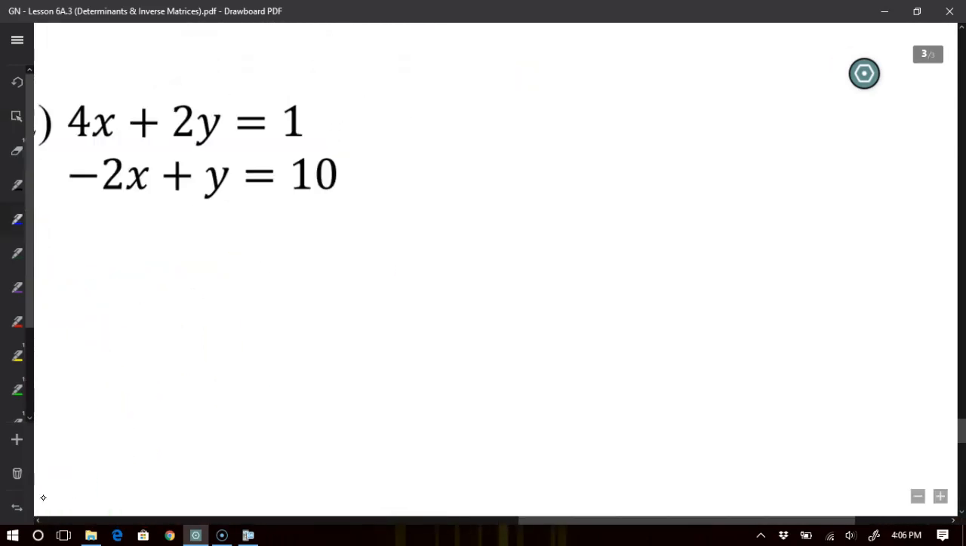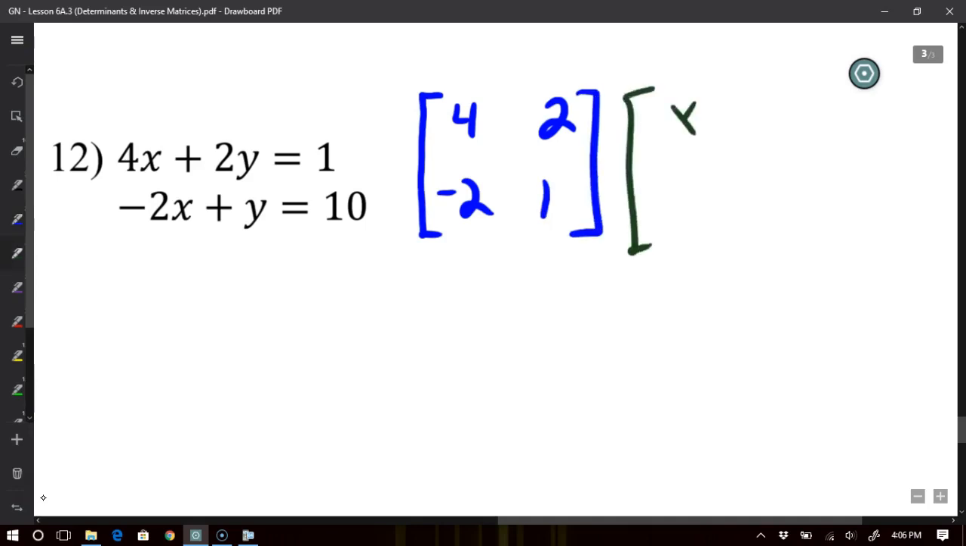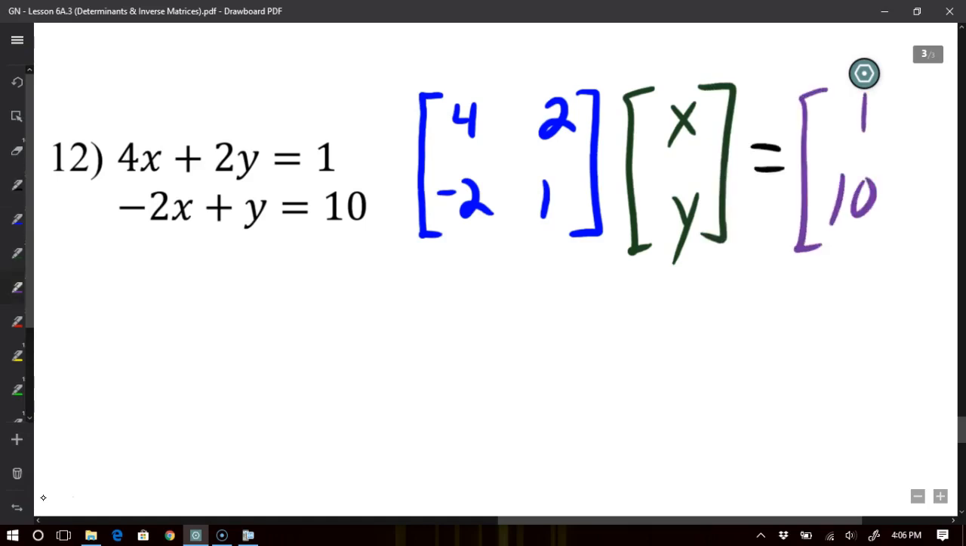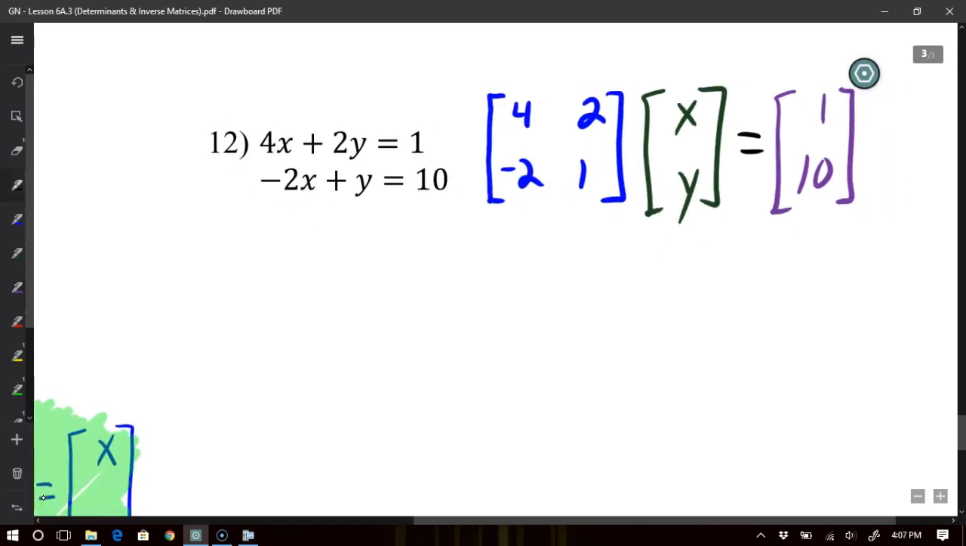This time, hopefully I can have enough room. And I will do my coefficient matrix, 4, 2, negative 2, 1. Do the variable matrix, x, y, equals our answer matrix, which in this case is 1, 10. All right, so we'll speed things up a little bit, and we'll just find right away the inverse of this. So I have to find the determinant first.